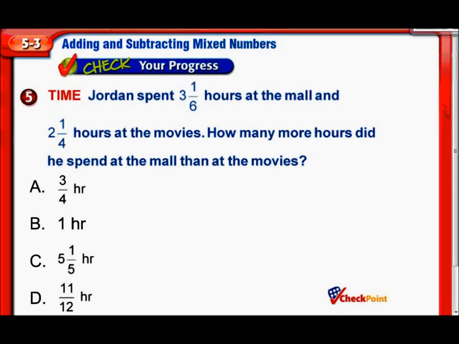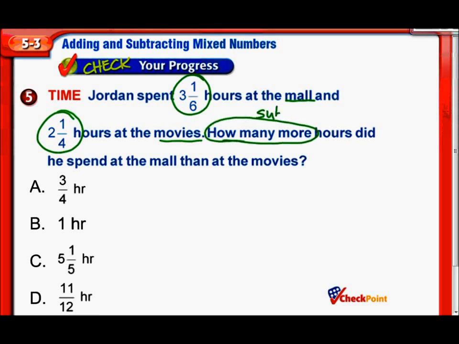Jordan spent 3 and 1/6 hours at the mall and 2 and 1/4 hours at the movies. How many more hours did he spend at the mall than at the movies? Okay, so there's the time at the mall. Here's the time at the movies. How many more? I don't know about you, but that sounds like subtraction to me. So it looks like a little bit of subtraction needs to happen here. 3 and 1/6 minus 2 and 1/4.